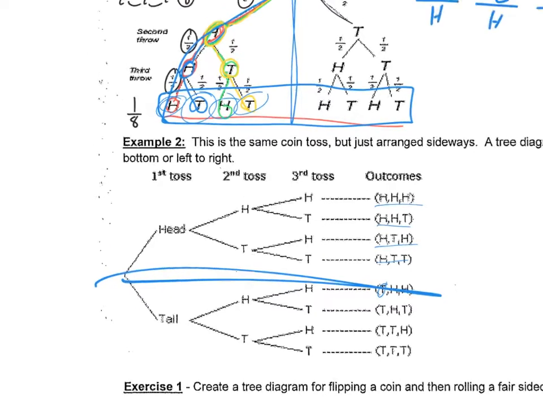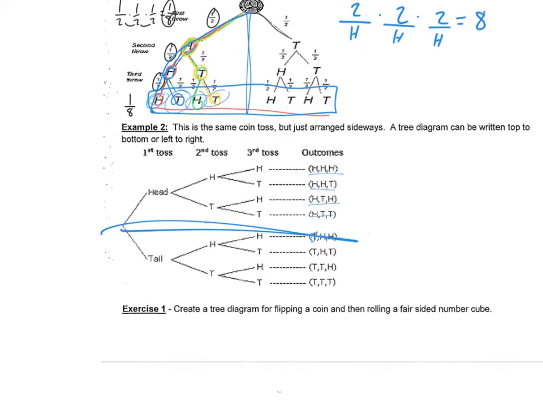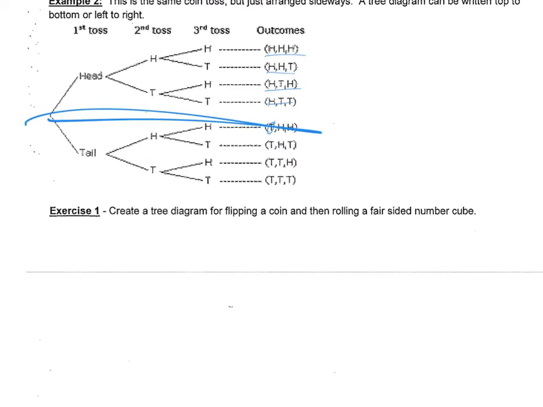So just to look through those, take a minute, take a look at it, think of every combination that you can come up with just off the top of your head and see where that combination falls on the tree diagram. Now for exercise 1, it says create a tree diagram for flipping a coin and then rolling a fair-sided number cube, so just a die.